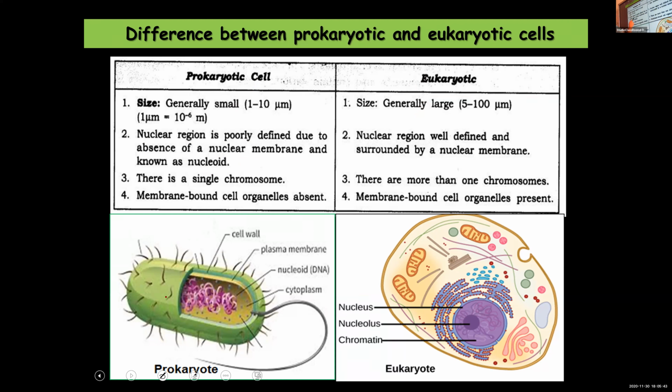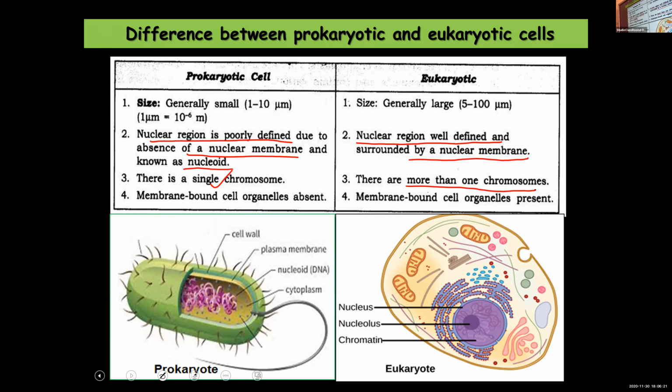Once again I will repeat, the nuclear membrane is absent, or else you can say the nuclear region is poorly defined. If it has to be defined properly, there should be a membrane covering it. So that is absent, and such a nuclear material you call a nucleoid. Whereas in eukaryotic cells, the nuclear region is well defined with a proper nuclear membrane. Point number 3, single chromosome. There is only one chromosome in a prokaryotic cell, whereas in eukaryotic cells, more than one chromosome is present.